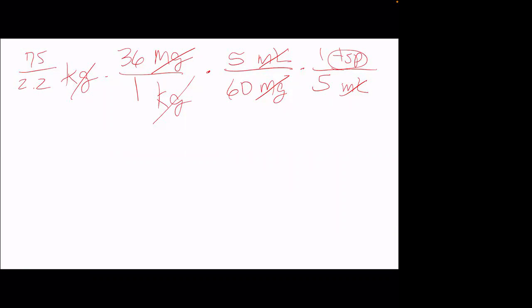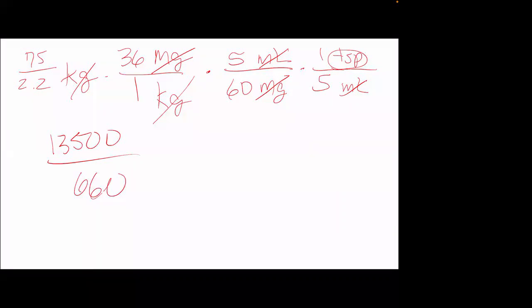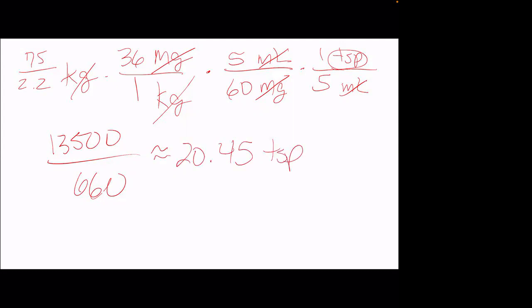So we have 75 times 36 times 5, 13,500, divided by 2.2 times 1 times 60 times 5, 660. Then we divide those two, making sure to put in the correct numbers, and we get around 20.45 teaspoons. 20.45 repeating. That is our final answer in amount of teaspoons per day that our patient will end up receiving.